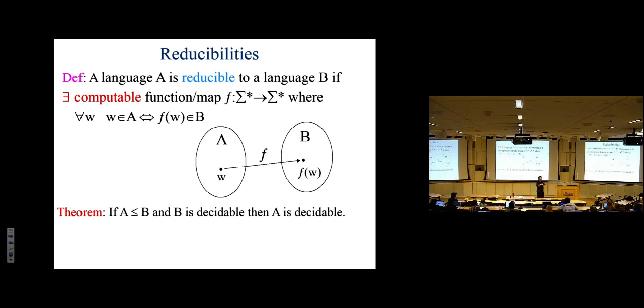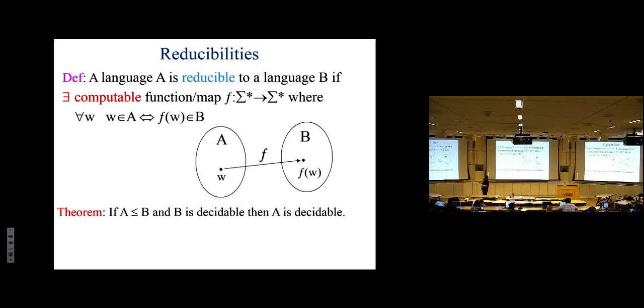So now you run the decider for B on F of W, the mapping of W into this second language B, where you know how to decide membership. If F of W is a member of B according to your decider for B, you know automatically that W was a member of A. If F of W is not a member of B, you know automatically that W was not a member of A. Why? Because F preserves membership. Members become members, non-members become non-members. Now you see why it's important that membership is preserved.